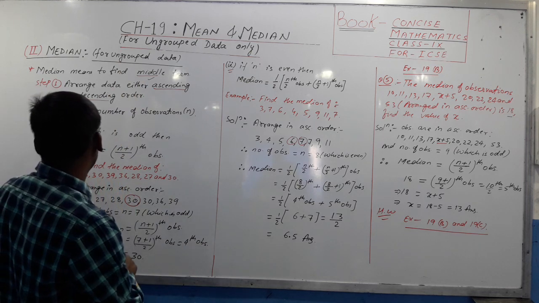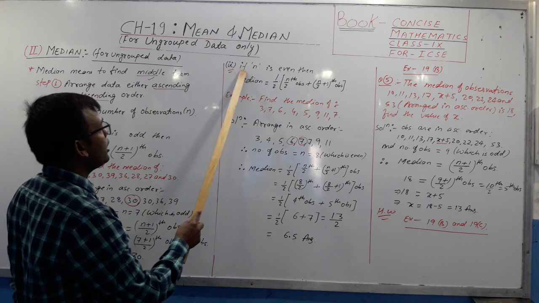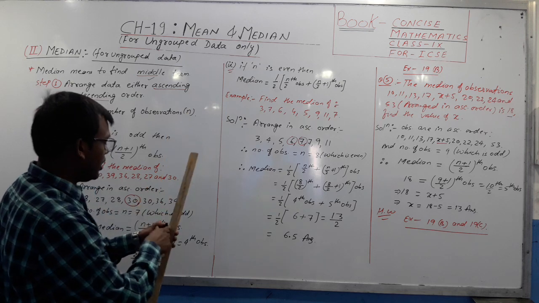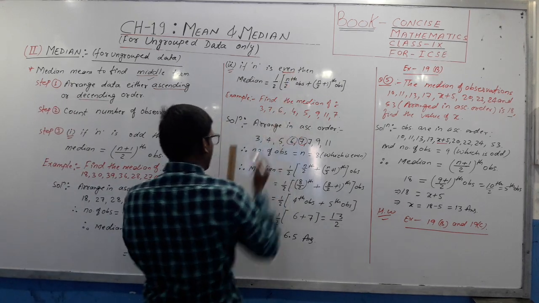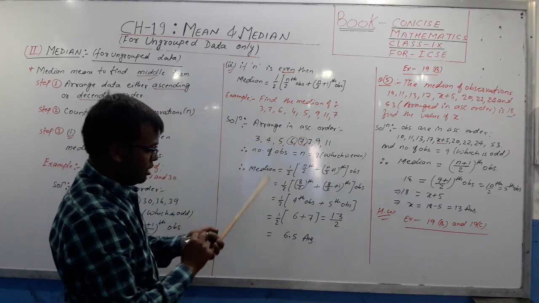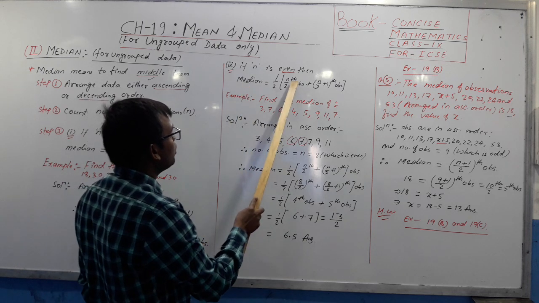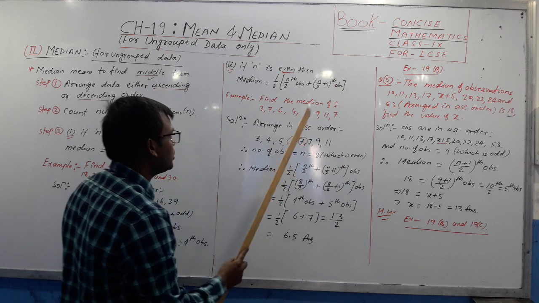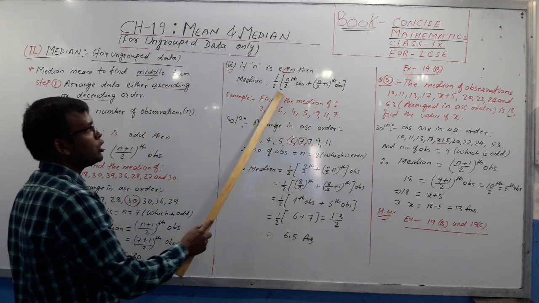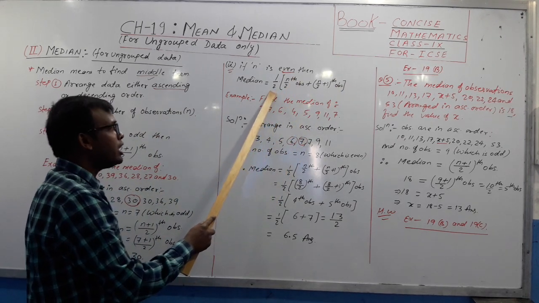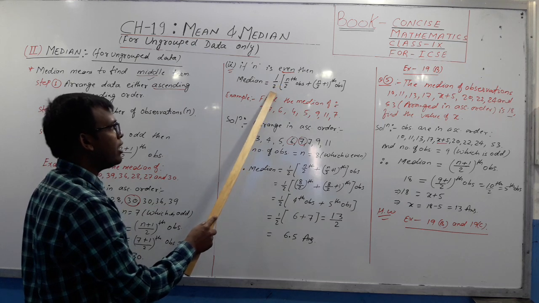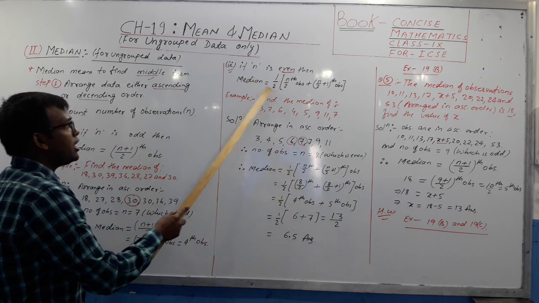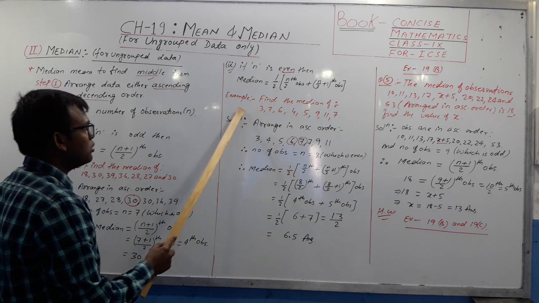Now the second part of step 3: if n is even, then how to find the middle term? The middle term is equal to the n by 2 th observation plus the (n by 2 plus 1) th observation, divided by 2. That means there are 2 observations, that's why we are finding the mean here, and that's why we divide by 2. See the example based on an even number of observations.